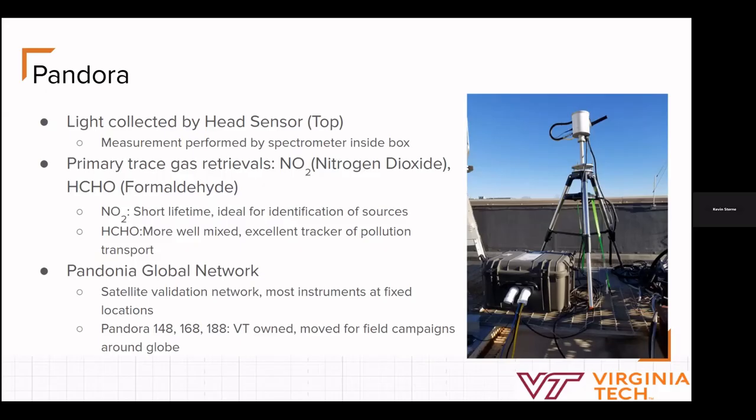Now, typically, Pandora instruments are operated at fixed locations where they only ever are moved for maintenance or repairs as necessary. However, Virginia Tech operates 3 Pandora instruments that don't necessarily follow these rules and are typically moved around from particularly interesting location to location, participating in field campaigns and other such locations and areas that have been identified as places of particular interest, where more intensive measurements need to be made that whatever instruments are located in that area may not be able to provide.